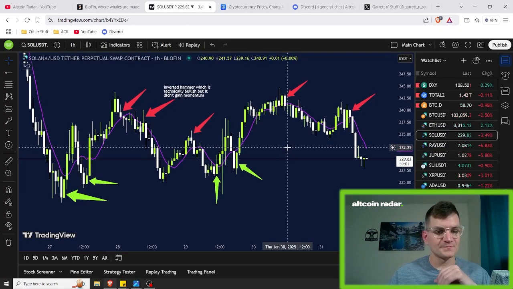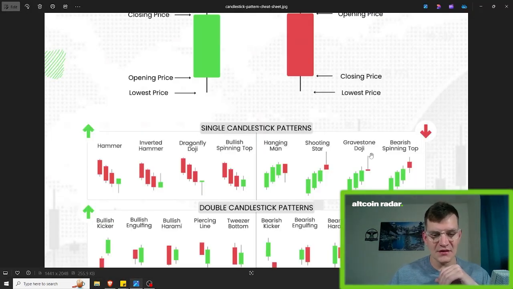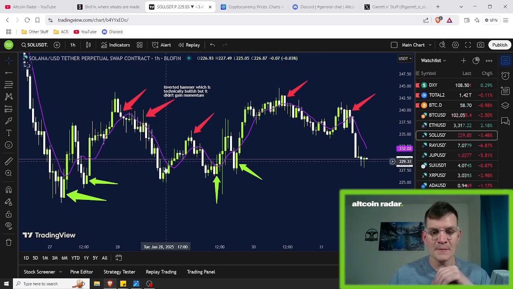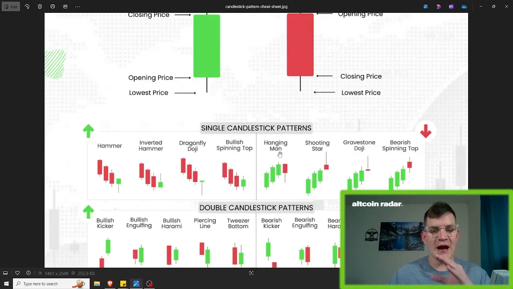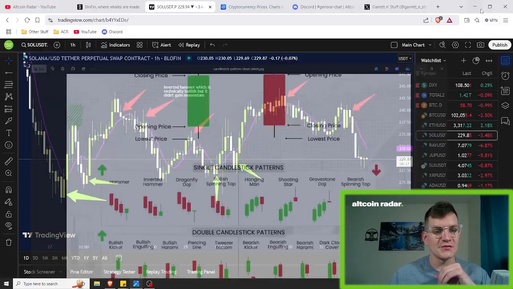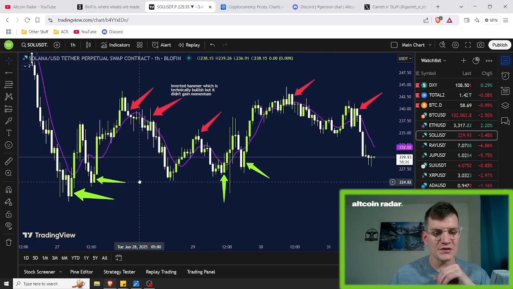Okay, so overall here, we're going to be looking at these candlestick patterns, okay? We're going to be looking at the bullish hammer candle, the bullish inverted hammer candle, the dragonfly doji, the bullish spinning top, and then for the bearish patterns we're going to be looking mainly at the hanging man candle. We're going to be looking at the shooting star. We're going to be looking at gravestone doji and bearish spinning top. Actually, in this specific example I'm going to be showing you, most of them are actually going to be hanging man candles and bullish hammer candles and bullish inverted hammer candles, okay? So let's go ahead and dive into this and I will show you what is going on here.